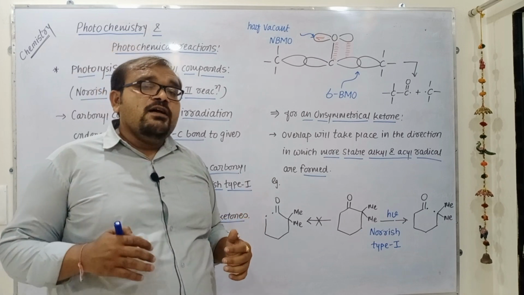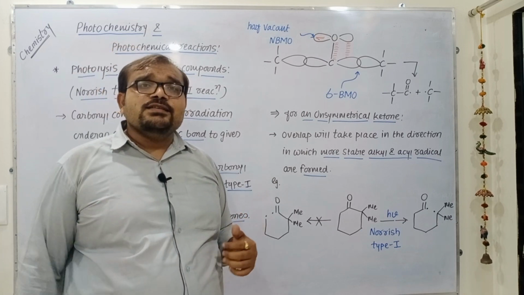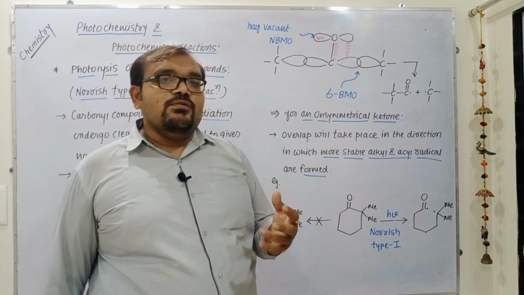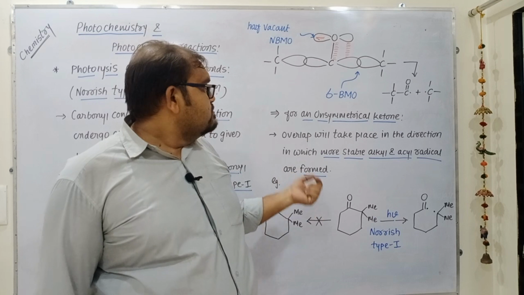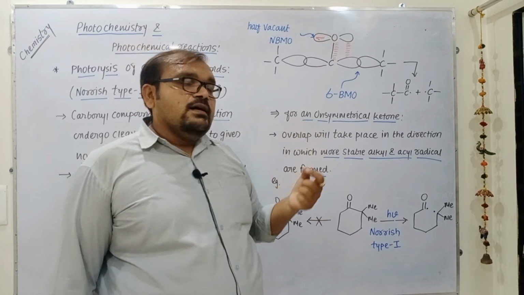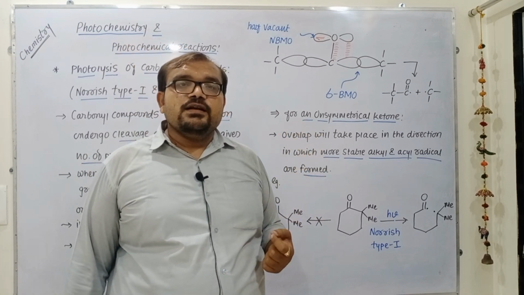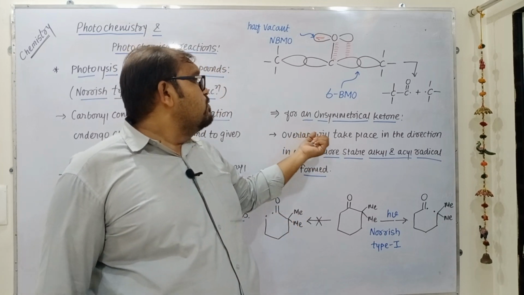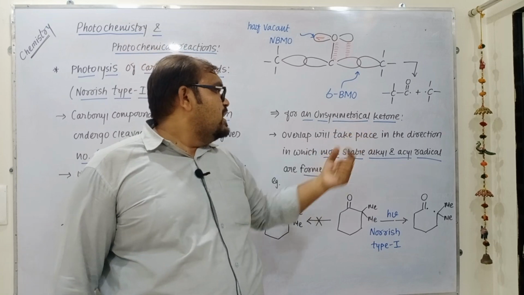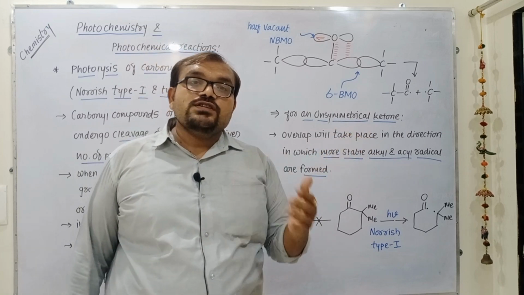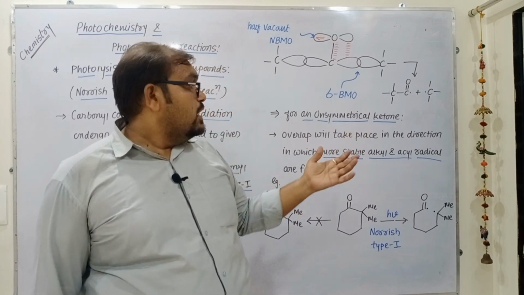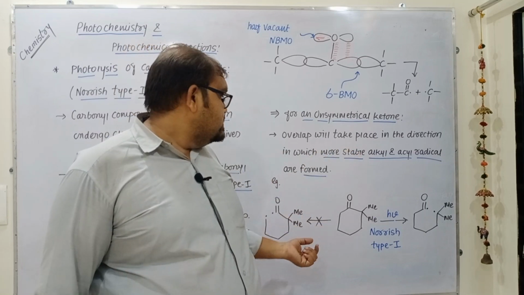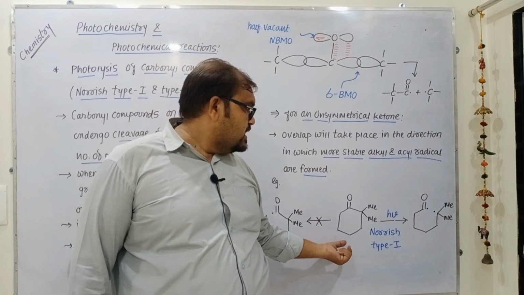Now a question arises in our mind: in the case of an unsymmetrical ketone, what will happen? So there is one example. In the case of an unsymmetrical ketone, the overlap will take place in the direction in which the more stable acyl or alkyl radicals are formed, right. It can be easily explained with the help of this example.